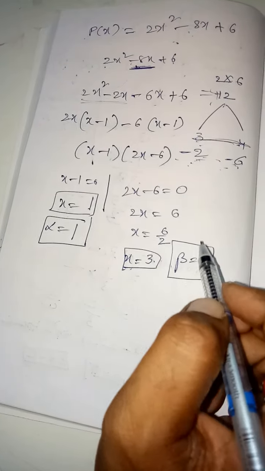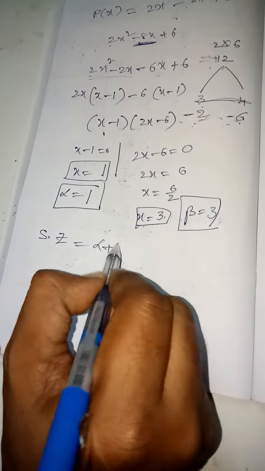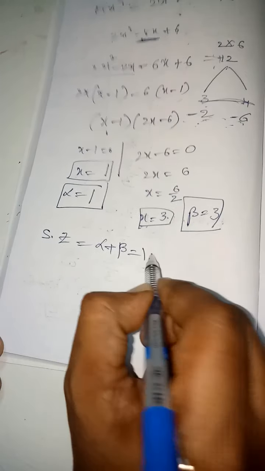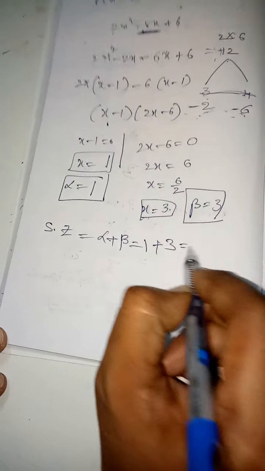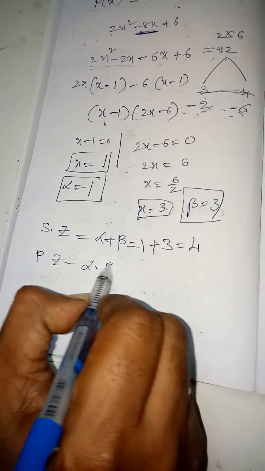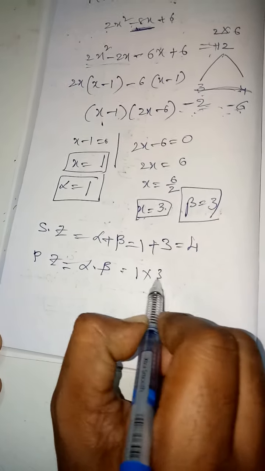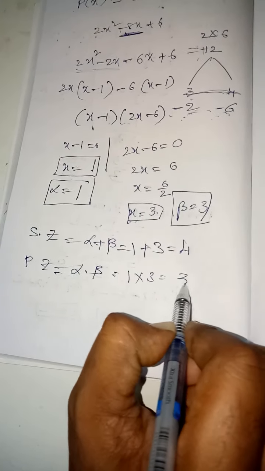Now I am showing you the sum of zeros. Sum of zeros means alpha plus beta. 1 plus 3 is equal to 4. Product of zeros is alpha into beta, 1 into 3. 1 three is 3.